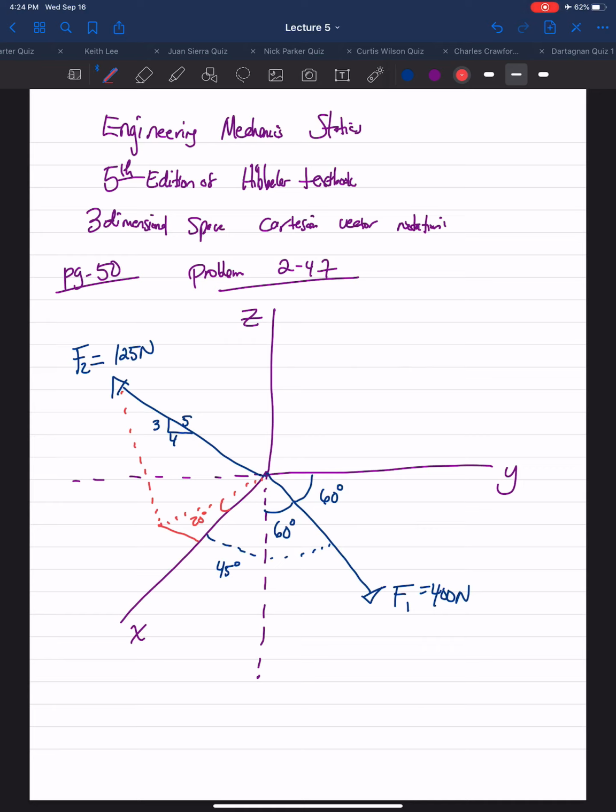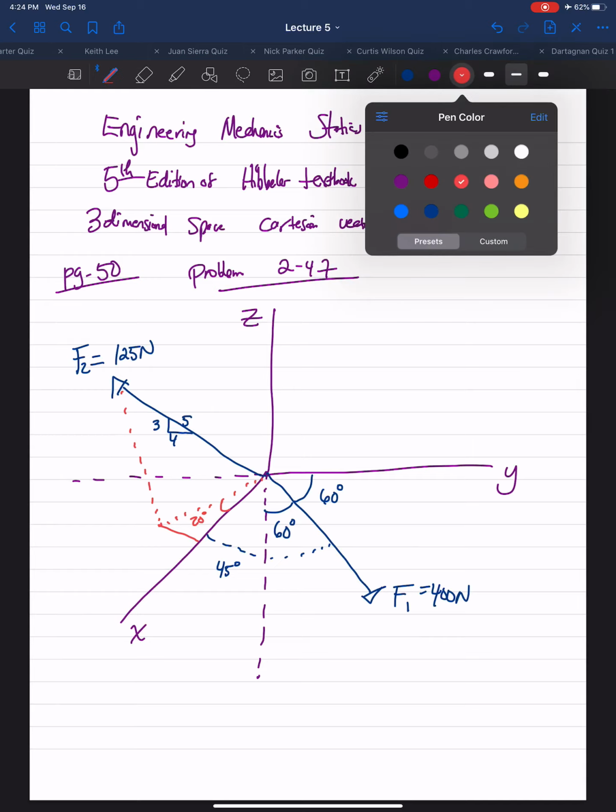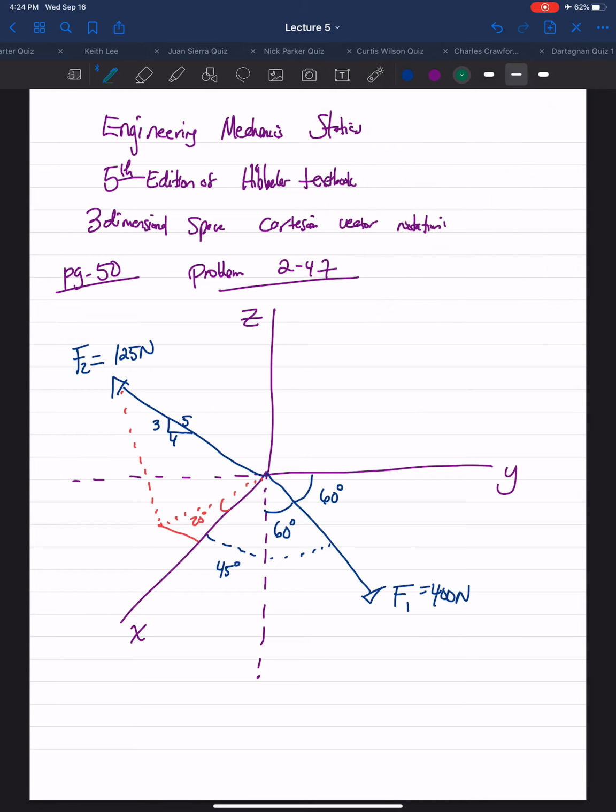So, in Cartesian vector notation, I'll write it up here. Get a different font color. Let's get a screen. Our F1, remember, is a vector, with both magnitude and direction. 400 newtons.